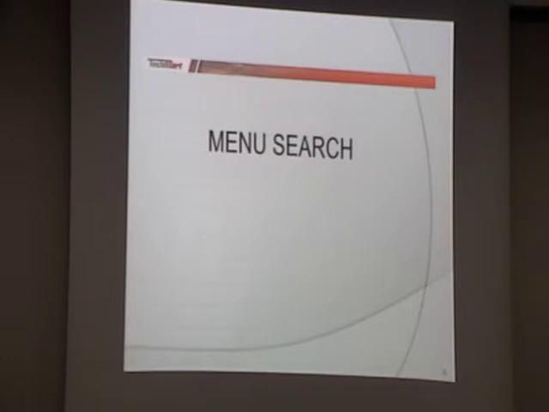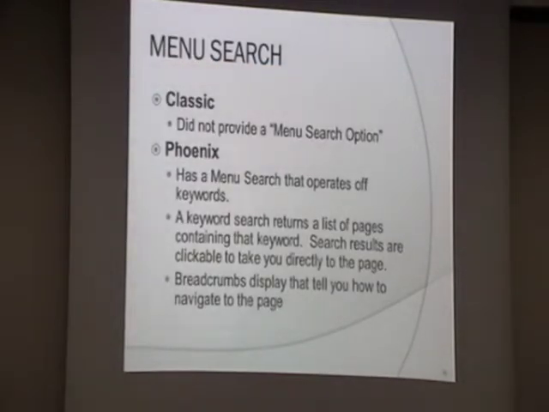Menu search. Classic did not provide a menu search option. Phoenix has a menu search that operates off of keywords. A keyword search returns a list of pages containing that keyword. Search results are clickable to take you directly to the page. Breadcrumbs display that tell you how to navigate to the page.